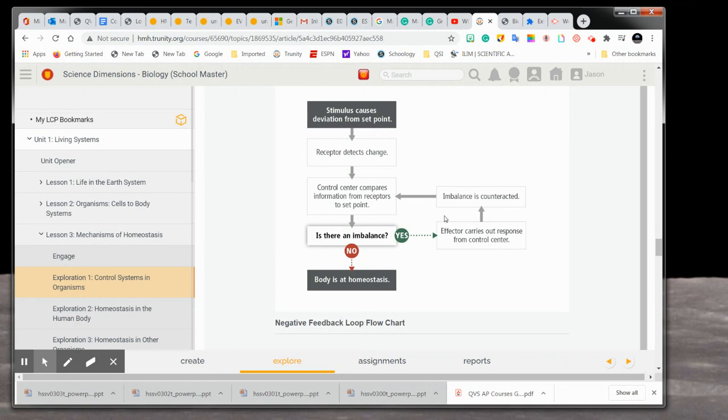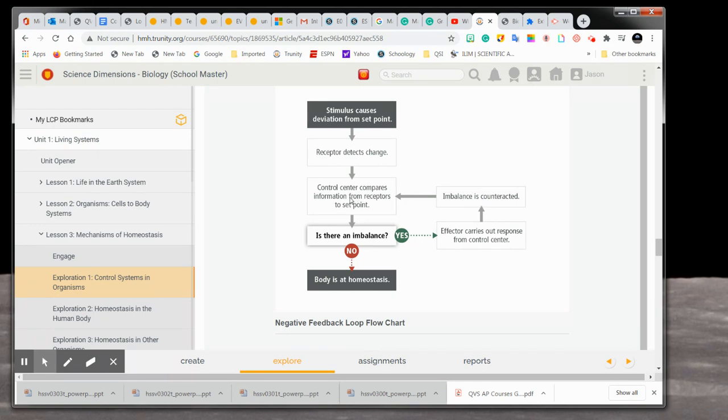So here we go. A stimulus causes a deviation from the set point. In other words, it causes the system to be off balance. The receptors detect the change, and then the control center compares the information from the receptors to the set point. And then the question is asked, is there an imbalance? If there is an imbalance, effector cells carry out the response from the control center. The imbalance is counteracted. In other words, it is put back into balance.